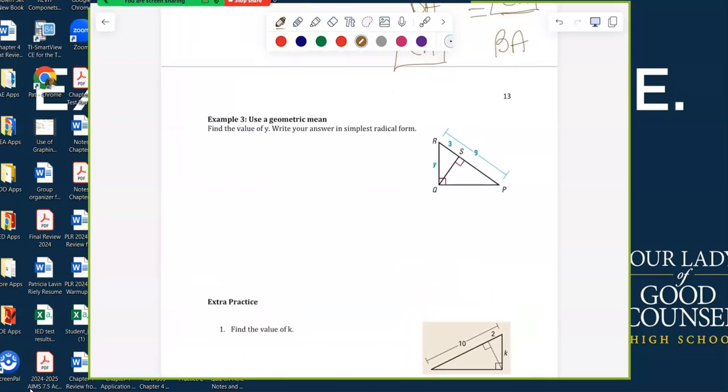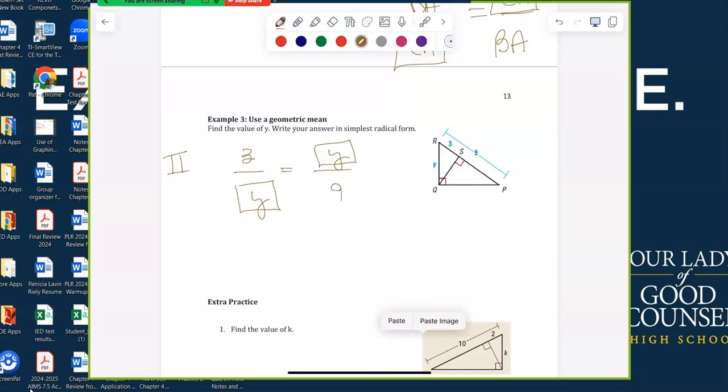Let's practice. This says find y. When I do that, I have to recognize that this is similar to finding a leg, right? So that was example 2. So I know that the leg, which is y, is the geometric mean. That means it's going to go here, and it's going to repeat, y and y, between the piece of that original hypotenuse closest to the y and the entire thing.